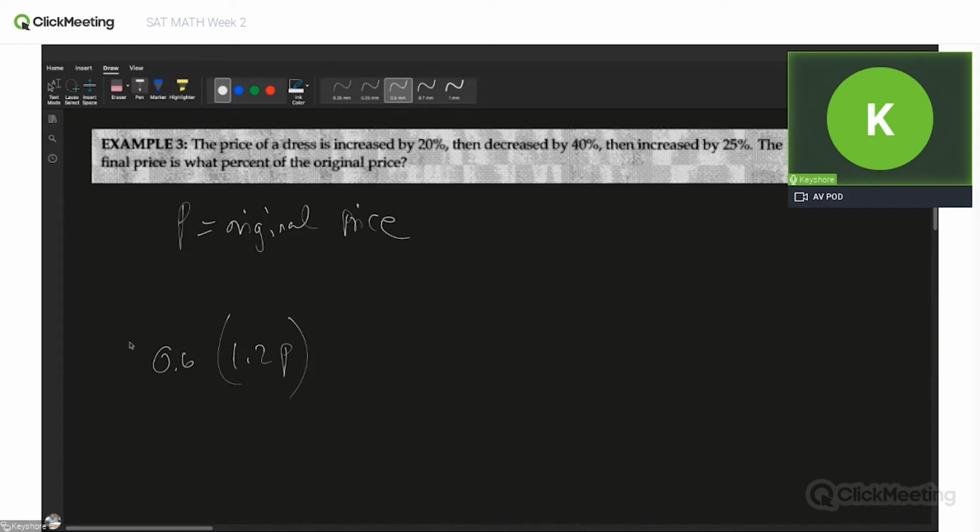And then after I've gotten this, I'm going to take this entire amount and multiply that by 25%. Similar to the first time, we multiply by 1.25 because we increased it. We hold the original 100%, and then we add 25% to it. So we have 1.25. If we plug 0.6 times 1.2 times 1.25 into our calculator, it comes down to 0.9P. What does that mean? That means the dress now costs 90% of its original price, or in other words, the price has been decreased by 10%. So does that make sense?